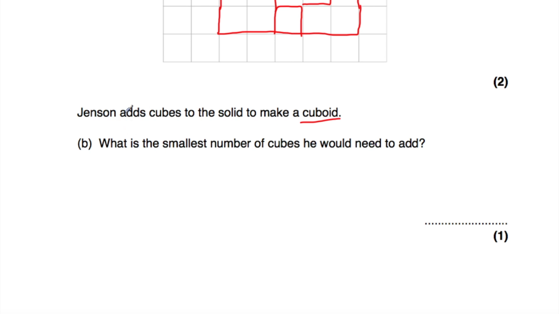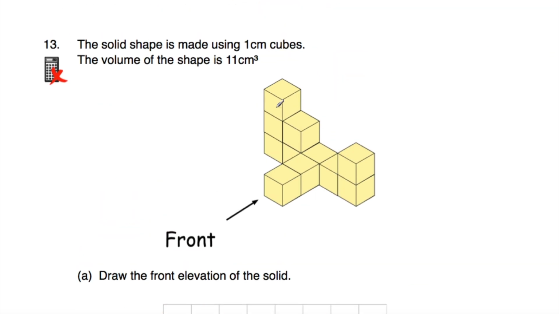Okay, and then if we read the rest of the question, it says Jensen wants to add cubes to the solid to make a cuboid. So the solid can't be changed and moved around. It's perhaps stuck together with glue, and it can't be moved around, but he's going to add cubes to it to make a cuboid. What's the smallest number of cubes that he needs to add? For instance, he could add lots and lots of them, make a massive cuboid, but that's not what we want to find out. We want to find the lowest number of cubes that he could add to make this into a cuboid.